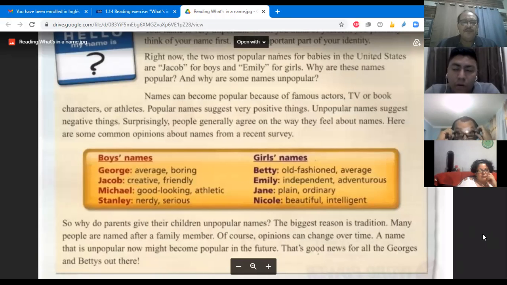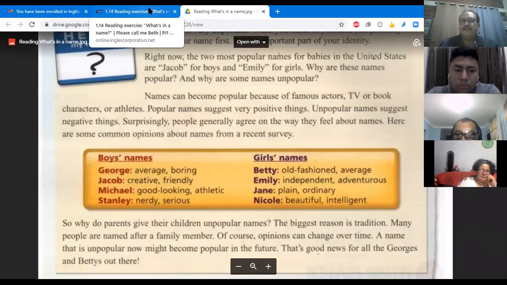So why do parents give their children unpopular names? It depends, right? Probably an unpopular name in this moment. Let me see if I can think. ¿Cuál es un nombre no muy común, no muy popular? For example, Pedro, is it popular or unpopular? It's popular, right? So that is something that sometimes has a positive way to say it, right? What is a name that is not very popular?